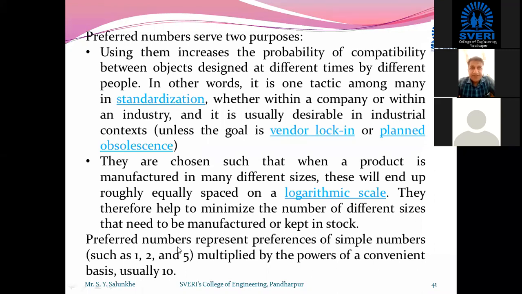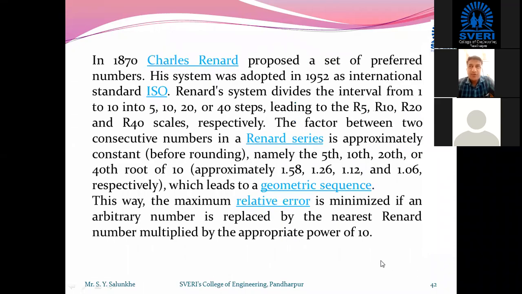Now this preferred series or preferred numbers represents some preferences of simple numbers like 1, 2, 5 in multiples of 10. Okay, that is for the power. When we are going to consider it, they are simple numbers which are multiplied by 10, and the value which we are going to get, that will be utilized.